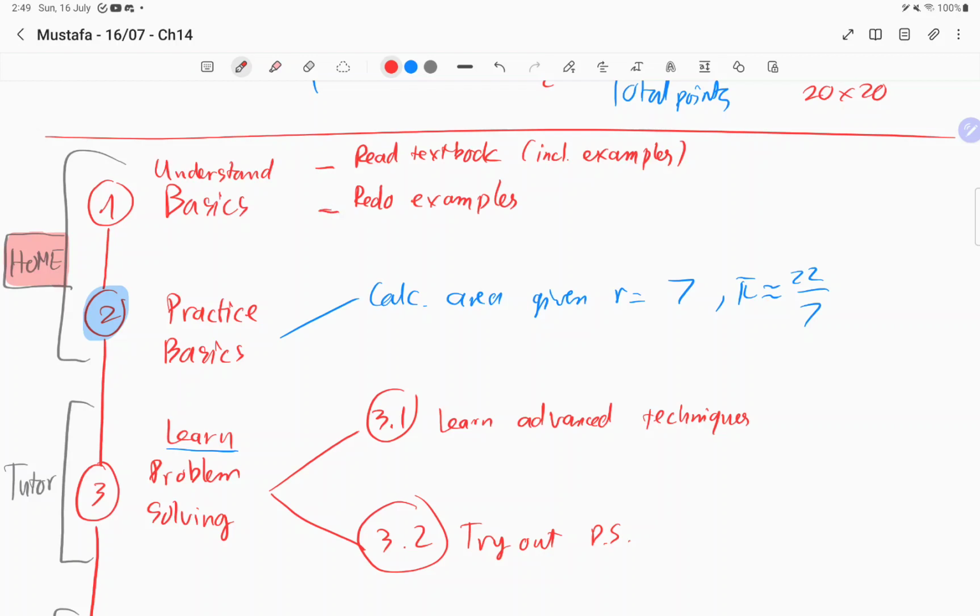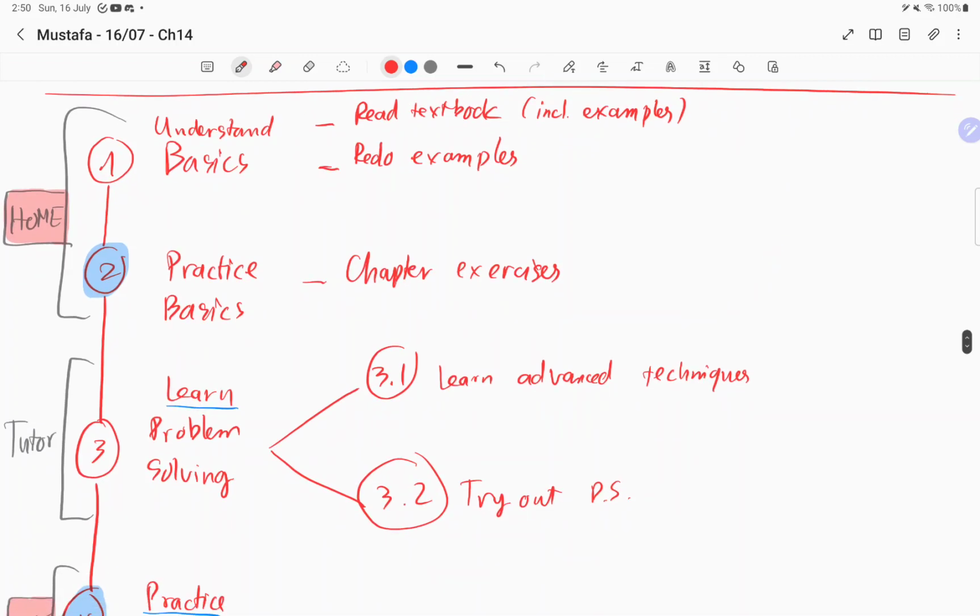And then practicing the basics is basically the chapter exercises. When I said exercises, I mean all of them. You don't need to do all, but you need to do the ones that you are not sure you can do, or the ones in topics that you are not sure about in general. So: read the textbook, read the examples first, then redo the examples, and then you get to step 2 by practicing the exercises.